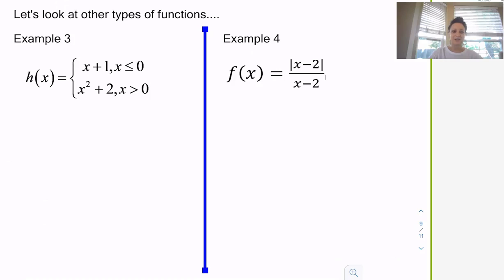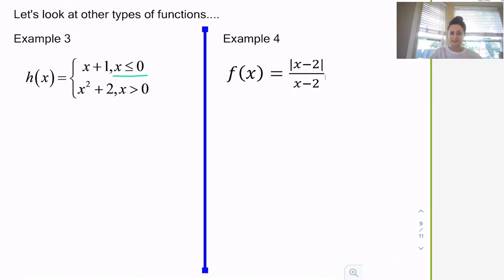Okay, let's look at a couple other types of functions. I'm going to force a pause on your screen and go ahead and write example 3 and example 4 in your notes. All right, so example 3 is what kind of function? Example 3 is a piecewise function, okay? So I like to really analyze each piece. In this case, I've got 2. I'm going to call it the top piece and the bottom piece. So the top piece is valid for all x's less than or equal to 0.